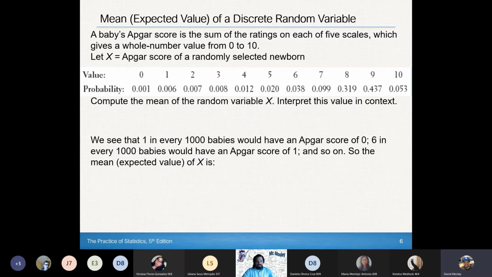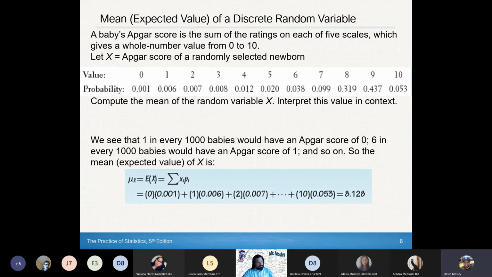So in this example, we see that 1 in every 1,000 babies would have an APGAR score of 0, 6 in every 1,000 would have an APGAR score of 1, and so on. So the mean or expected value of x is given by this formula. Again, we have that mu sub x equals the expected value of x equals the summation of x sub i times p sub i, which we can represent with the math 0 times 0.001 plus 1 times 0.006 plus 2 times the probability of that plus on and on down the line until we get to the last one, 10 times the probability of 10 occurring, which is 0.053, and we ultimately get 8.128.